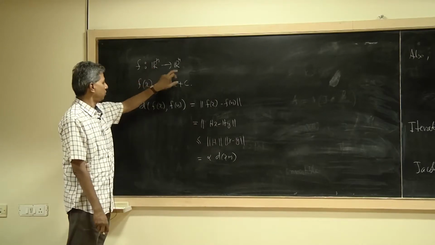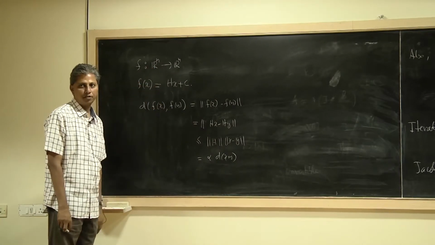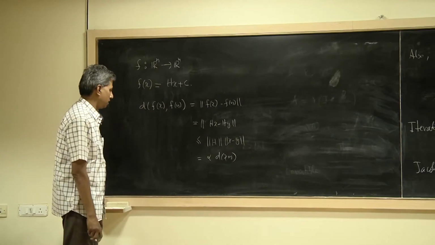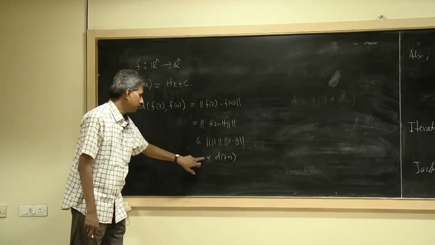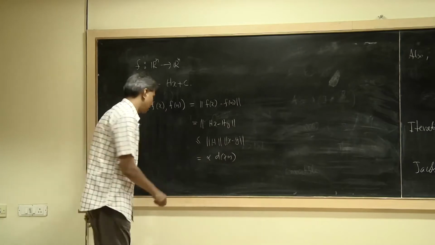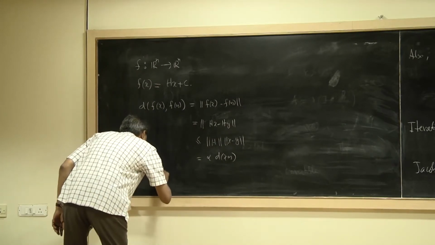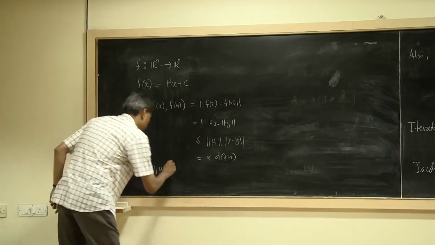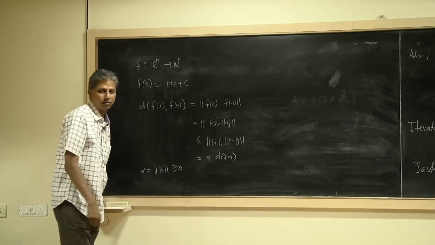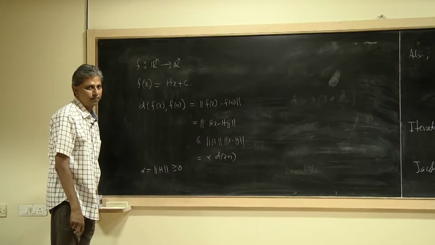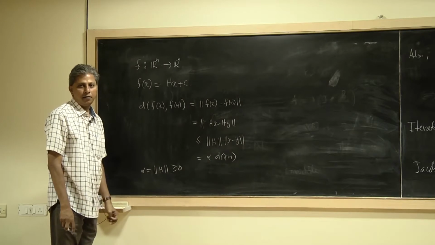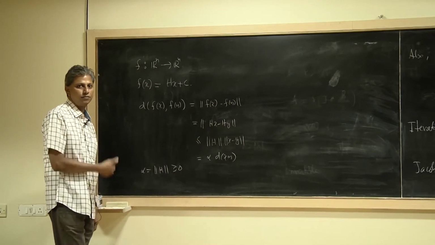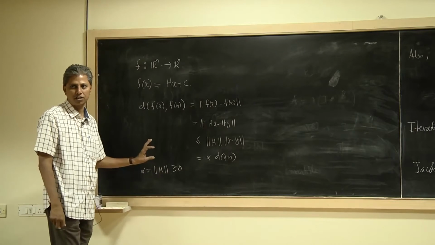There is a domain and codomain. Let's assume that I am working with the same norm. So I have d(fx, fy) less than or equal to alpha times d(x, y). What is alpha? Alpha is the norm of H. Now H is U inverse V, and so this is not a zero matrix. The idea is to use Banach's contraction mapping.